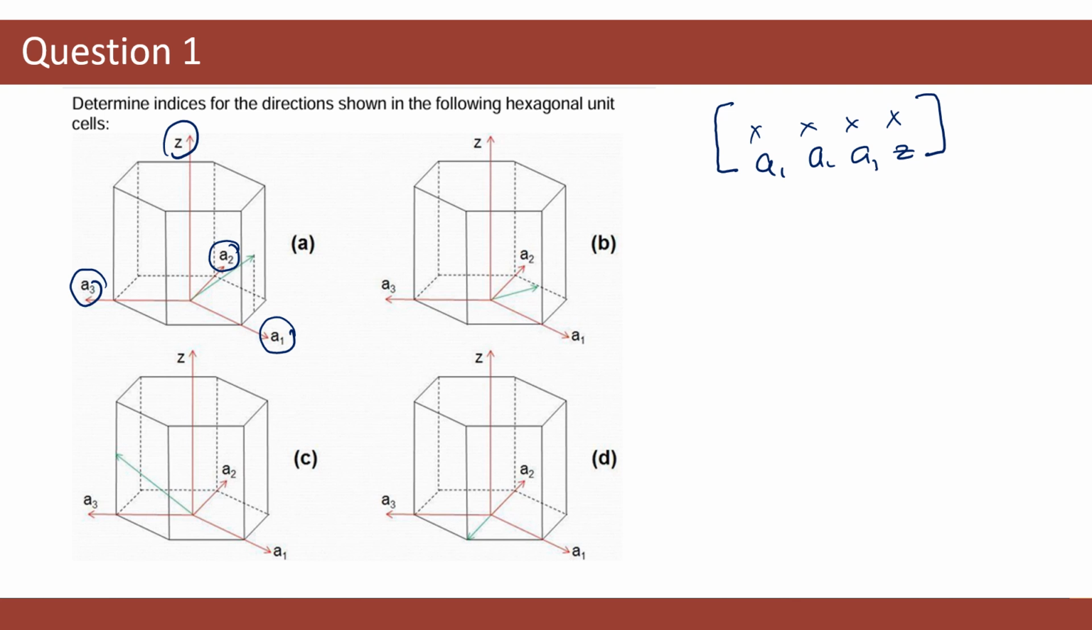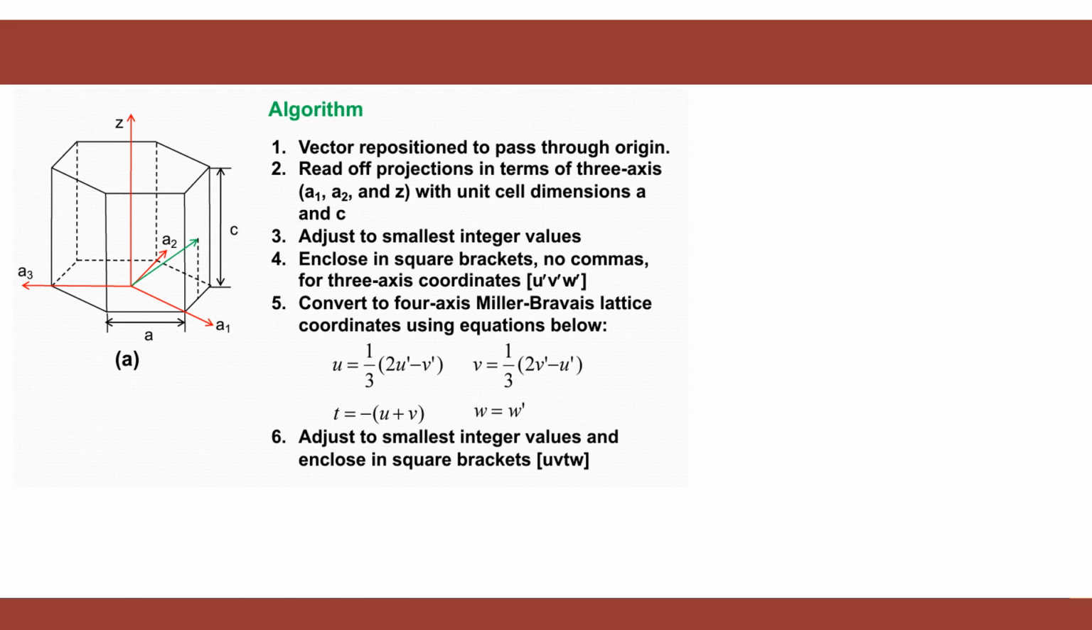Okay, so in the procedure, I will show you the steps that we need to follow. A1, A2, A3, and Z. Here the vector is represented to pass through the origin. So always you start from the origin. Now you need to find out how to reach the end point. You do the same thing. When you consider the end point, x, y, z as you did in the cube, you do the same thing here. You need to consider A1, A2, A3, and C.